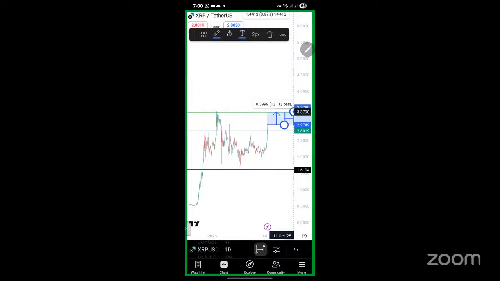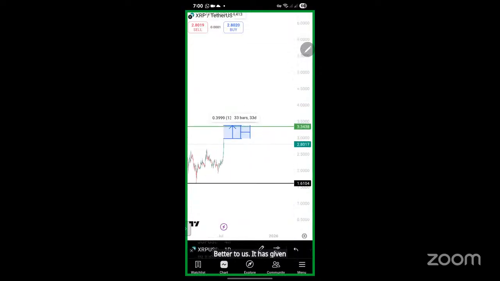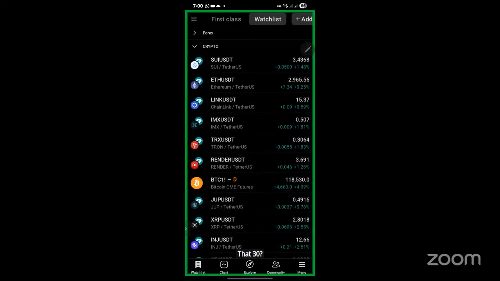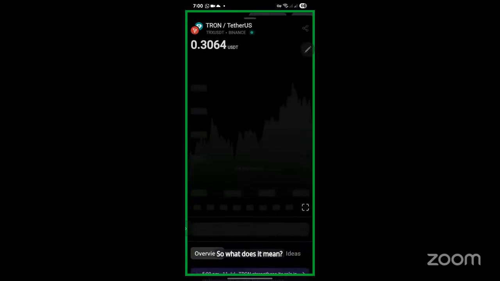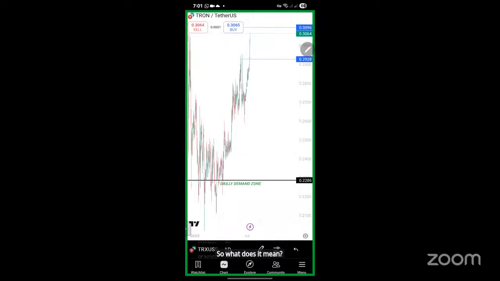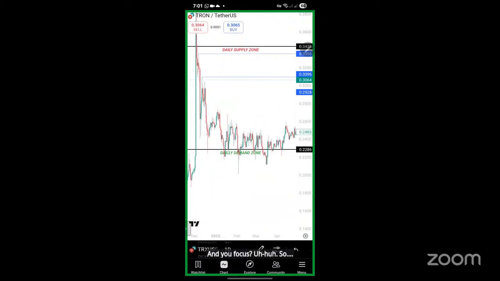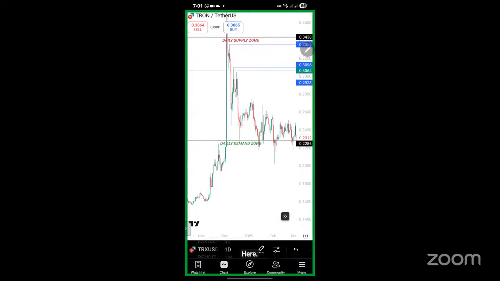32 bars. It has given an estimated time, 33 days. You understand? 33 days. So what does it mean? And you focus. So here you can see that price went up.